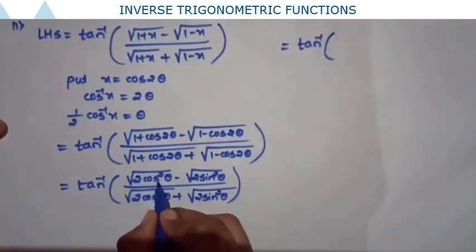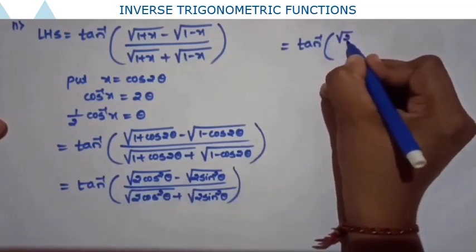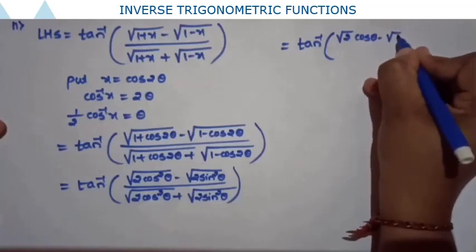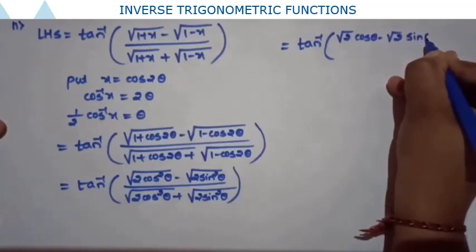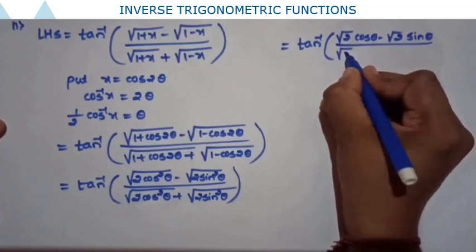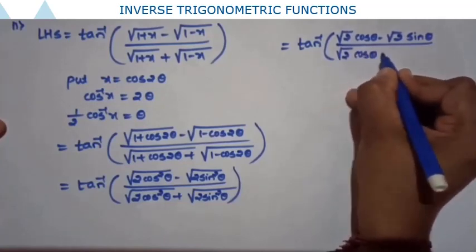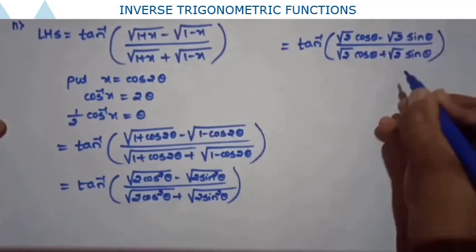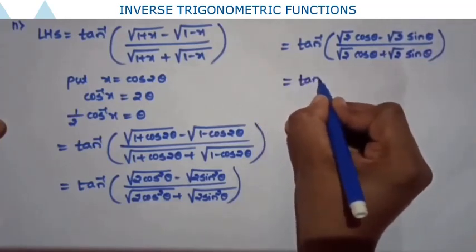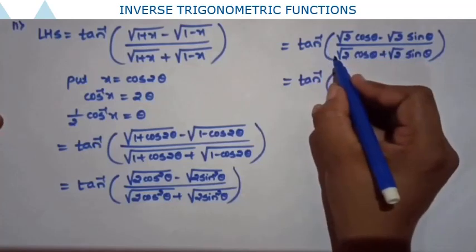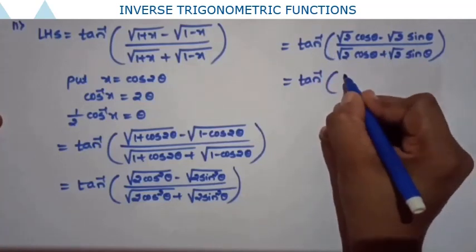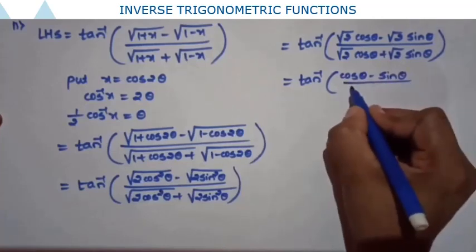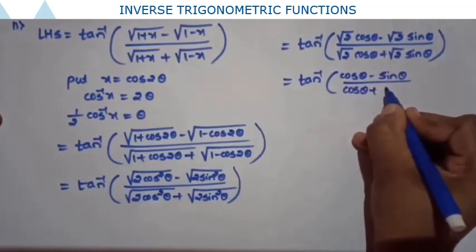Therefore this becomes root 2 into cos theta minus root 2 into sin theta, whole divided by root 2 into cos theta plus root 2 into sin theta. So in the numerator root 2 is common, in the denominator root 2 is common. Therefore root 2 gets cancelled, so that we have numerator cos theta minus sin theta whole divided by cos theta plus sin theta.